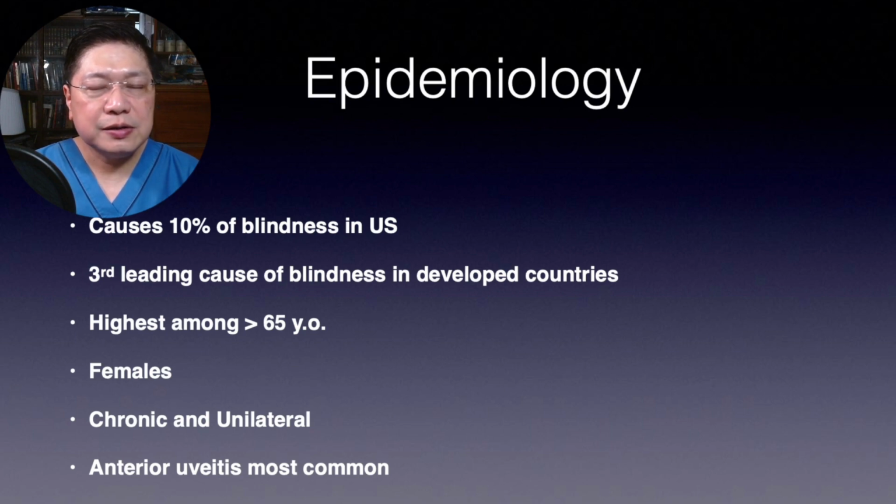They are unfortunately more common in females, and they're more chronic and unilateral, and the most common would be anterior uveitis. So in discussion of red eyes, you need to always be able to factor in, is this uveitis?